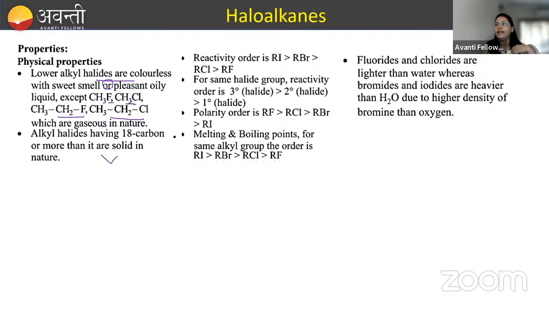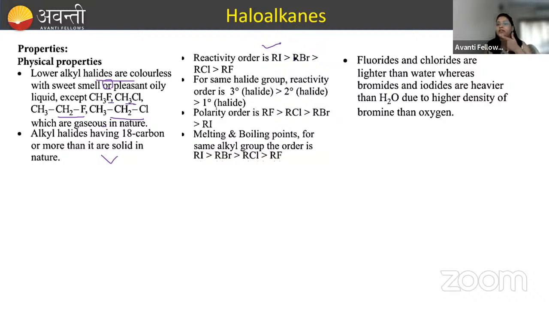So if there are any alkyl halides which have more than 18 carbon atoms in their chain, or they have 18 carbons in their chain, then they are solid in nature, right? This is the physical property we are talking about. Reactivity order for all these alkyl halides is what? RI is more reactive than RBr, then RCl, then RF. Okay, why is this the case?